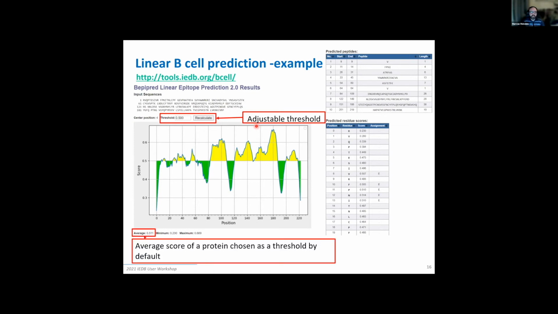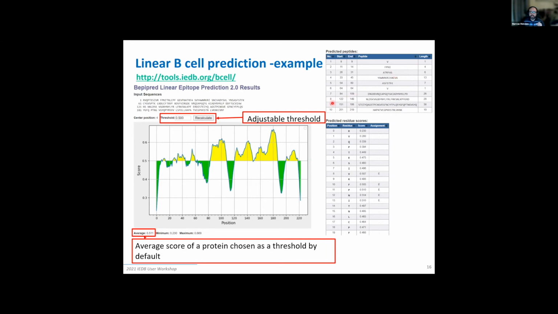We also have the average, so the average score for the entire protein. We also have the minimum and maximum. And here we have the table. So this table over here is only showing the same thing as the graph, but in a more readable way.